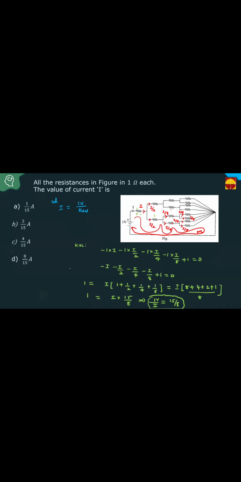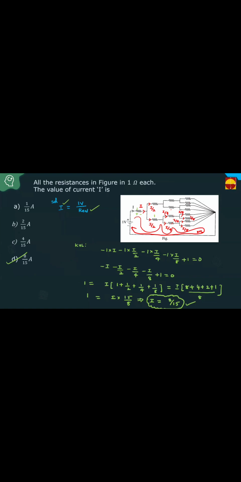Yes, you have to calculate I now. Sorry, it's not R equivalent. I'm calculating I. I equal to 8 by 15. And that is correct. One method is to separately calculate R equivalent, then you calculate I. Or directly you can apply KVL. Then directly I got I equal to 8 by 15 amperes.